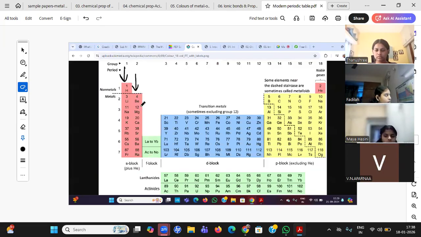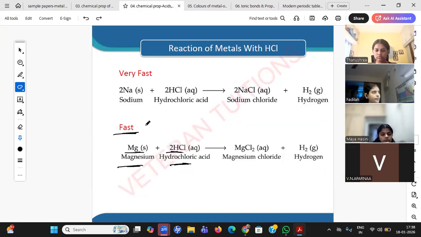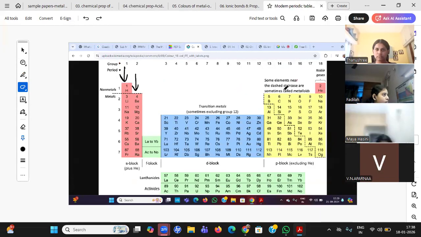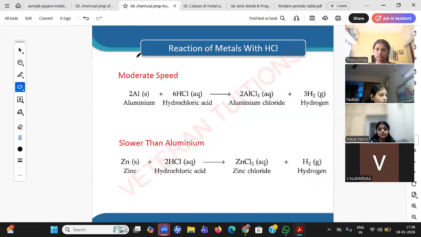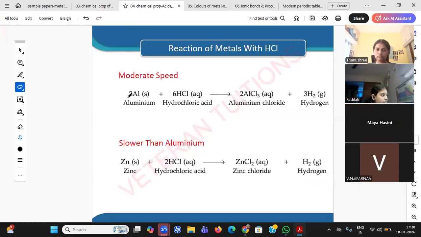The second group is also reacting, like magnesium I'm taking from the second group. It is also reacting, but it is somewhat fast, not as fast as the first group. Now let us go to the third group, which is aluminium. Here it will also react with the acid because we have seen aluminium is amphoteric in nature. But the speed is somewhat less, moderate speed. Metal plus acid gives hydrogen gas, and if H is lost, aluminium chloride is there.